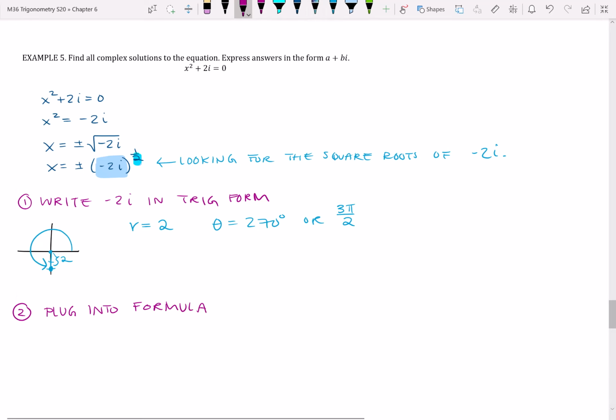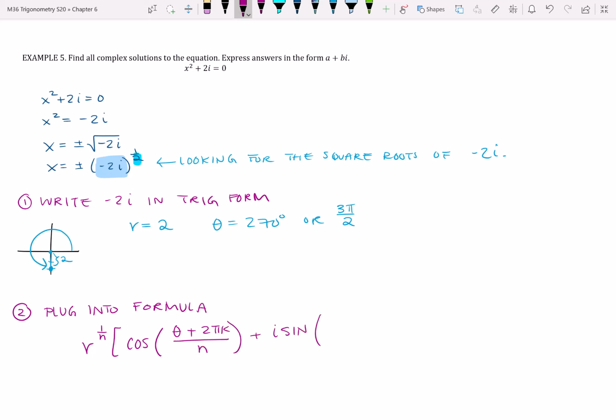it's going to have r to the, whatever the root is, here's the square root, so 1 over n, which again, n is 2 in this case, and then times cosine of theta plus, it doesn't always have to be theta, it could be alpha, whatever you prefer, but I just have it as theta in the formula, plus 2 pi k all over little n, plus i sine of theta plus 2 pi k all over little n.